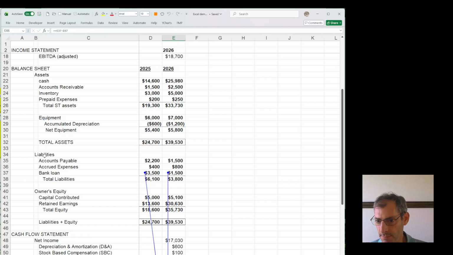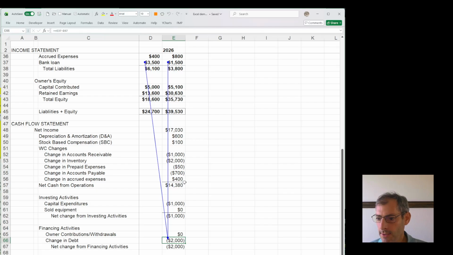Well, how do I know that? Because the bank loan on my liabilities down on the back of my balance sheet went from 3,500 to 1,500. We paid down $2,000 of the debt we owed to the bank. So I see that here as negative $2,000. So you can see how the cash flow items and the balance sheet items tie together formulaically.